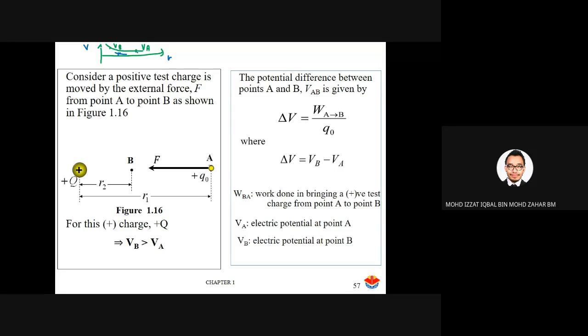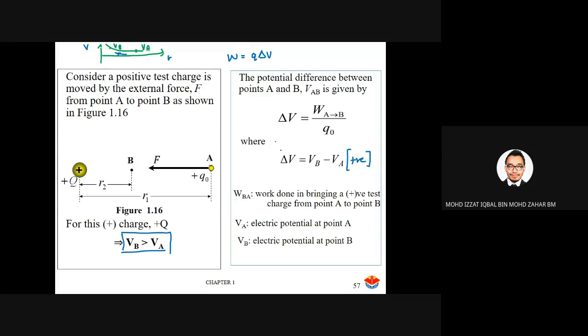Now, the work done is to bring from A to B. B has higher potential compared to A, like this. So if you try to calculate work equals Q delta V, this one will be positive because B is bigger. Because it is final minus initial. So work equals Q delta V.